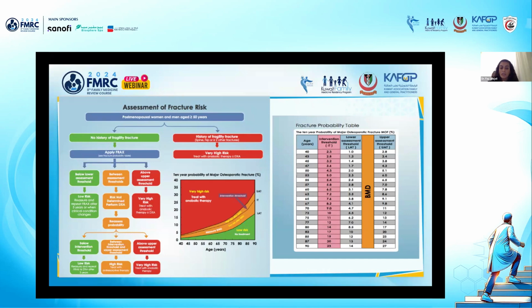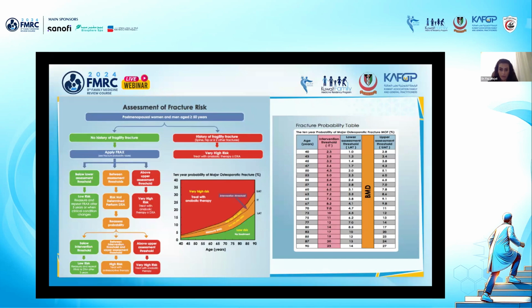So these patients are diagnosed as very high risk patients for osteoporosis, of fracturing in the next 10 years. So again, you will treat these patients with anabolic treatment in the secondary care.